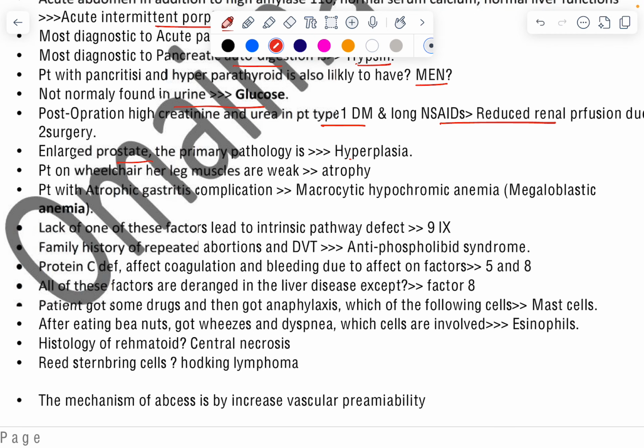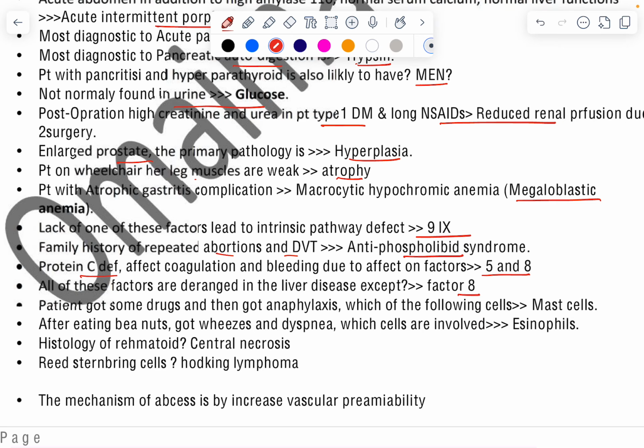Enlarged prostate, hyperplasia, wheelchair, leg muscle atrophy, gastric complication, megaloblastic anemia. Lack of one of the factors leads to intrinsic pathway defect, factor 9 and 11. Family history of repeated abortions, antiphospholipid, protein C deficiency, factor 5-8. All factors are deranged in liver disease except factor 8.